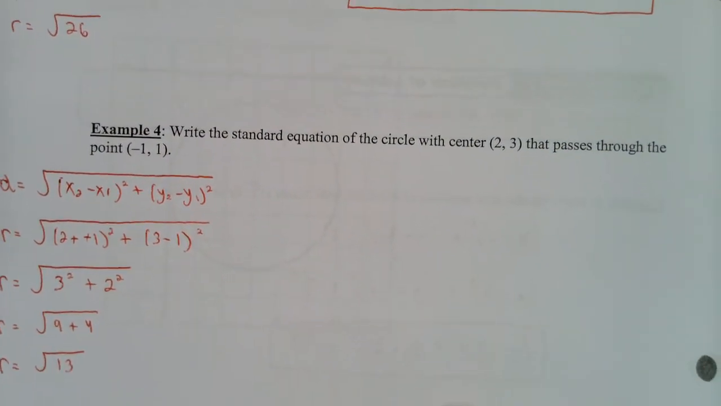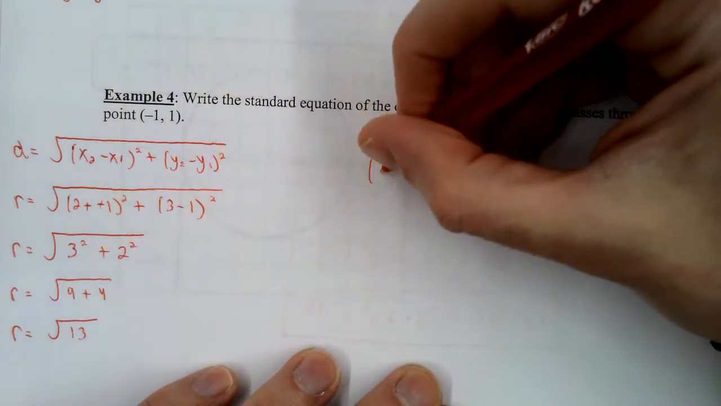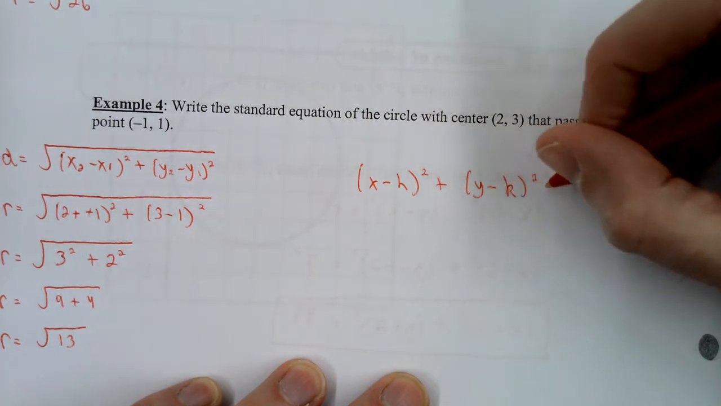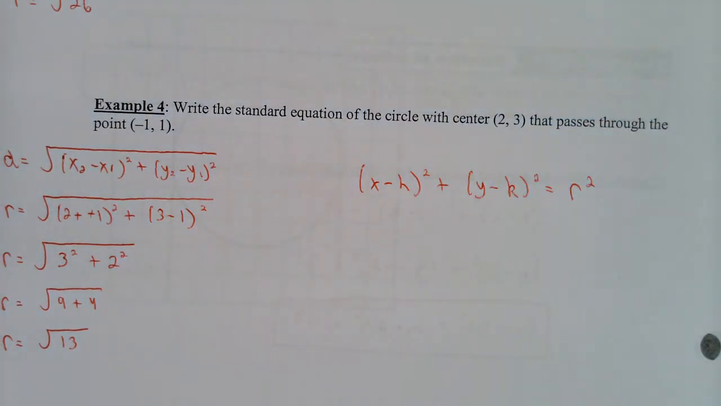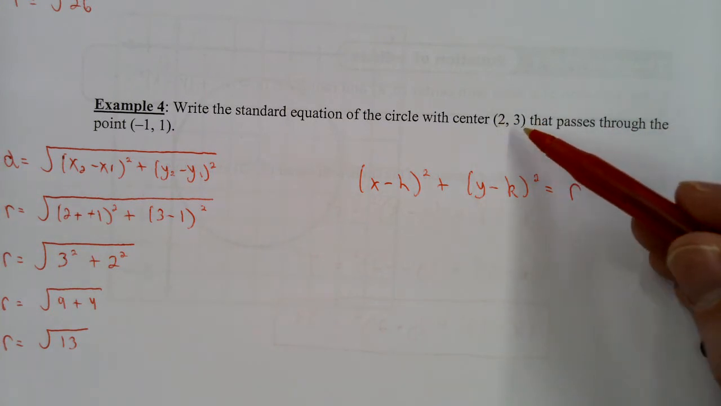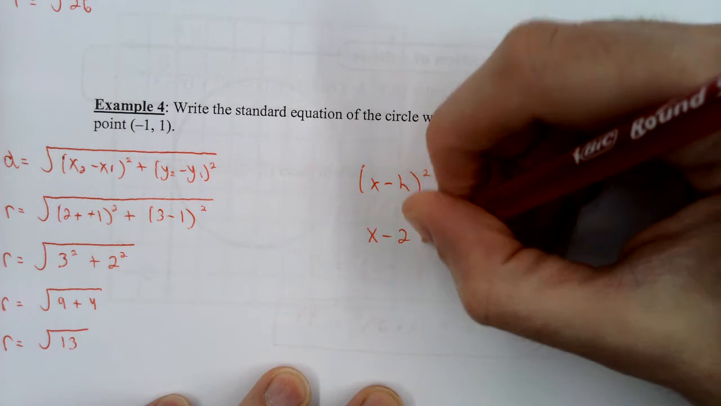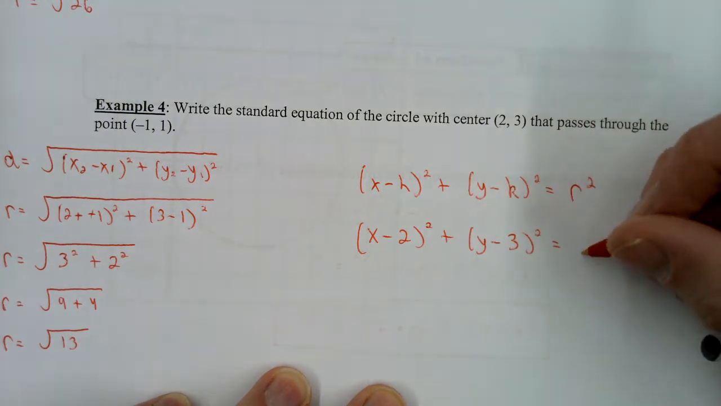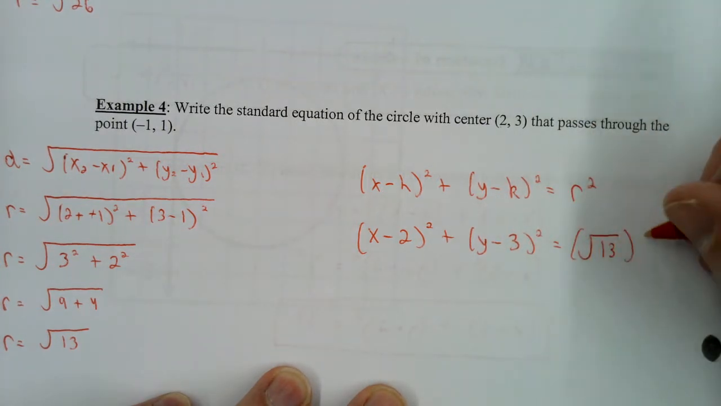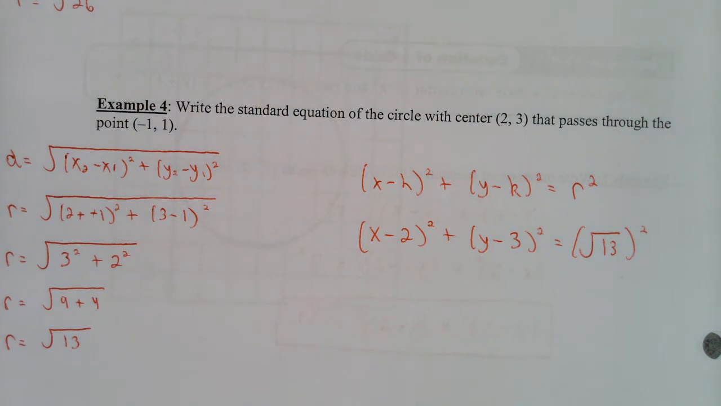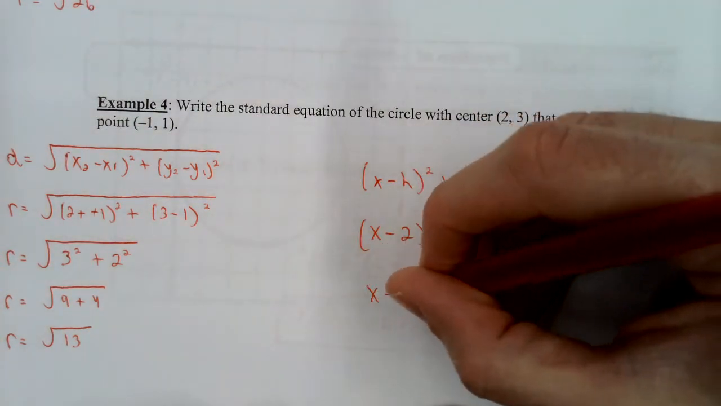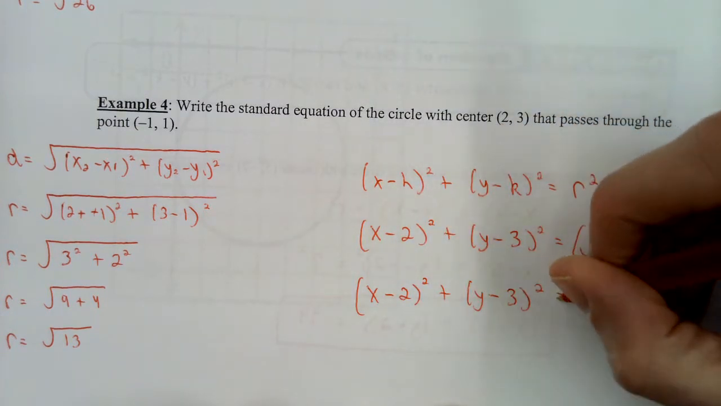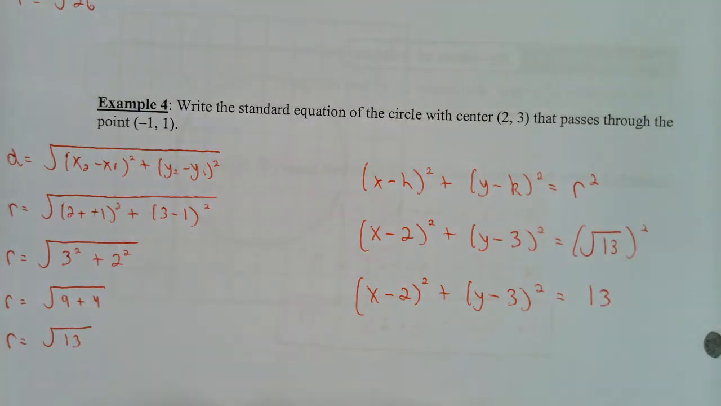All right, now let's go to the main formula of a circle. x minus h squared plus y minus k squared equals the radius squared. So x minus 2 squared plus y minus 3 squared equals the radius, square root of 13 squared, which you're going to make 13, because the square root of 13 times the square root of 13 is just 13.